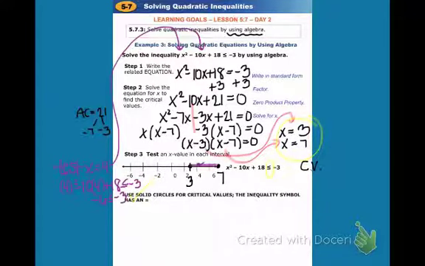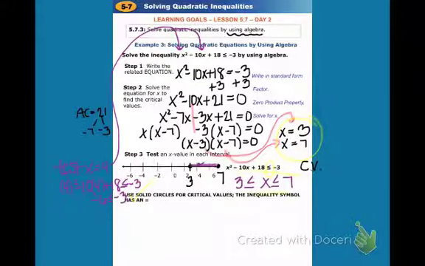And then I know to write my inequality, it's going to be a compound inequality. So I put the x in the middle, I put the upper bound on the right, the lower bound on the left, and I just use the same inequalities from my original. They're going to be or equal to ones. So x is greater than or equal to 3, but less than or equal to 7. And that is my solution.